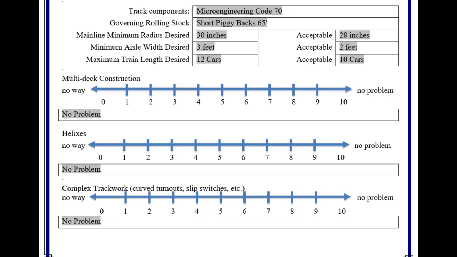So I carried on with the Givens and Druthers here to the construction piece of it for the layout. And when I originally had filled this out, I thought that the multi-deck construction and helixes were not going to be a problem for me. But as it turns out, when I started building this, I did a lot of this by myself, and it was time consuming and at some points kind of confusing for me and took a lot of thought and consternation. So I kind of changed my tune here and said, I think I just want a single deck layout.